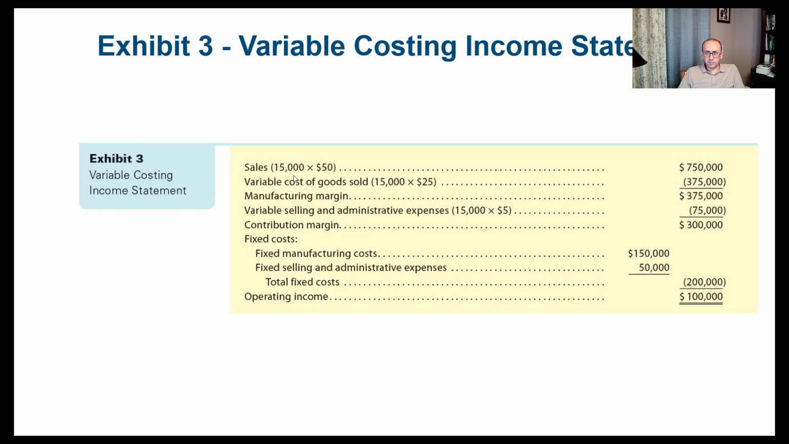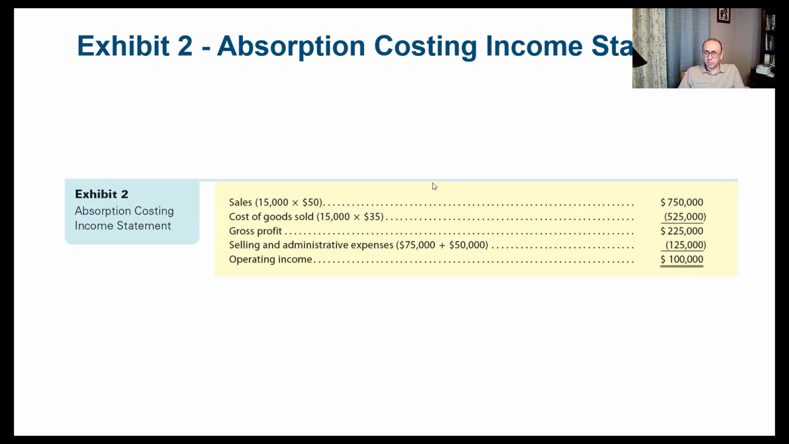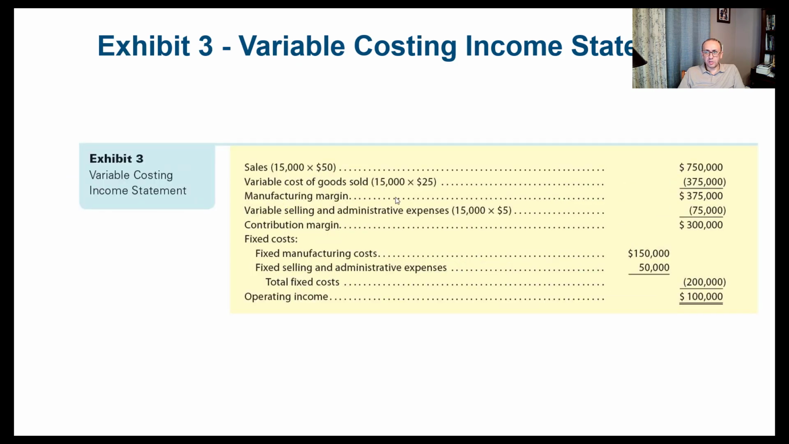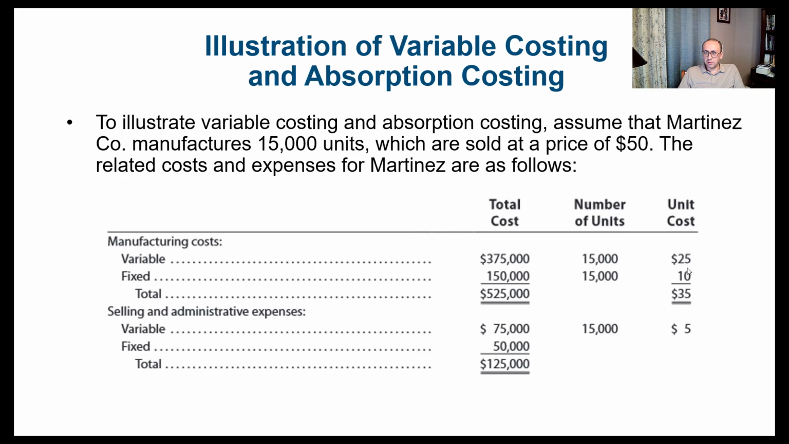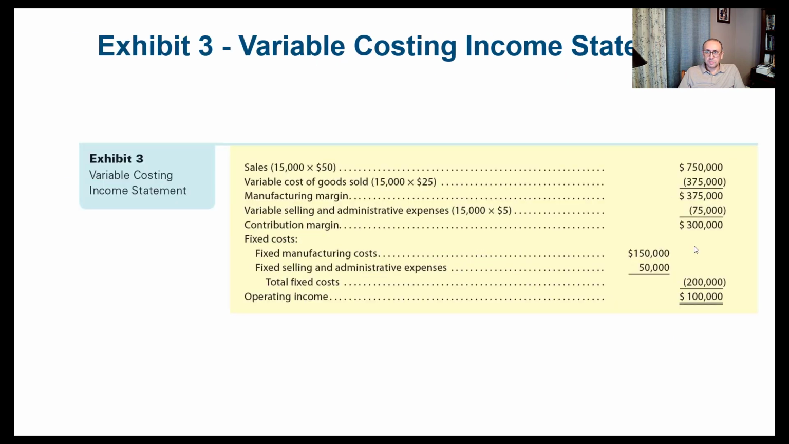The sales were 15,000 multiplied by $50. That's $750, exactly as we had before. The thing that would be different is that we don't have cost of goods sold. We have variable cost of goods sold, and that's 15,000 multiplied by 25, not 35 as we had before. That was broken down to variable and fixed. In absorption costing, we use the 35, which is the total manufacturing cost. In variable costing, we only focus on the variable manufacturing cost, which is the $25 each. So variable cost of goods sold, 15,000 multiplied by 25, is 375.